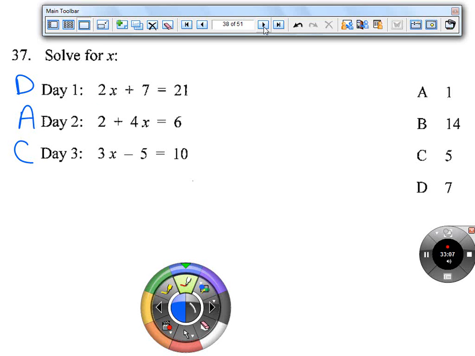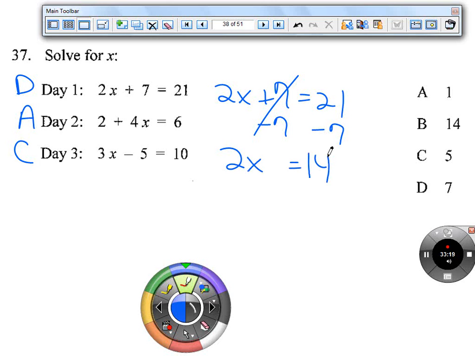Solve for x. So if I do day 1, what I would do, let me just write it real quickly. You want to subtract 7, so that would get rid of that. 2x equals 14. Then divide by 2, so that would be 7. So x is 7. That one.